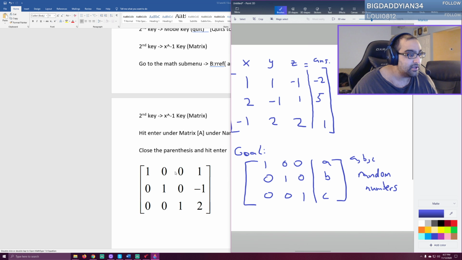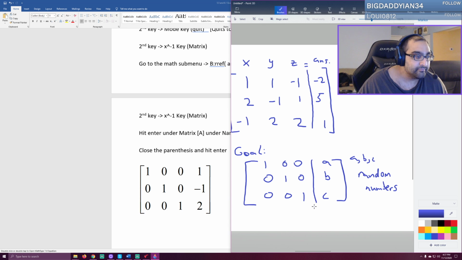We wanted 1, 0, 0. We wanted 0, 1, 0. We wanted 0, 0, 1. And we got some numbers here on the right-hand side. Okay, so this is exactly what we're after here. Now, what exactly does this mean?